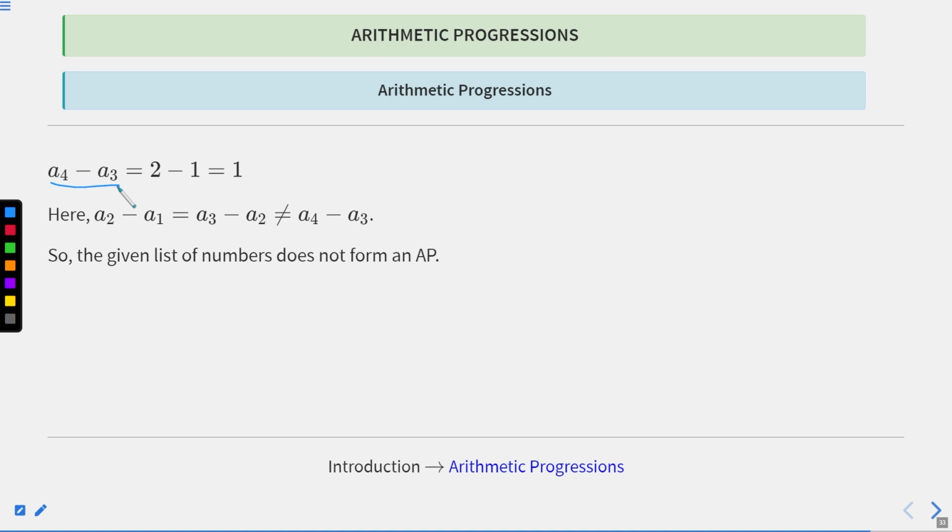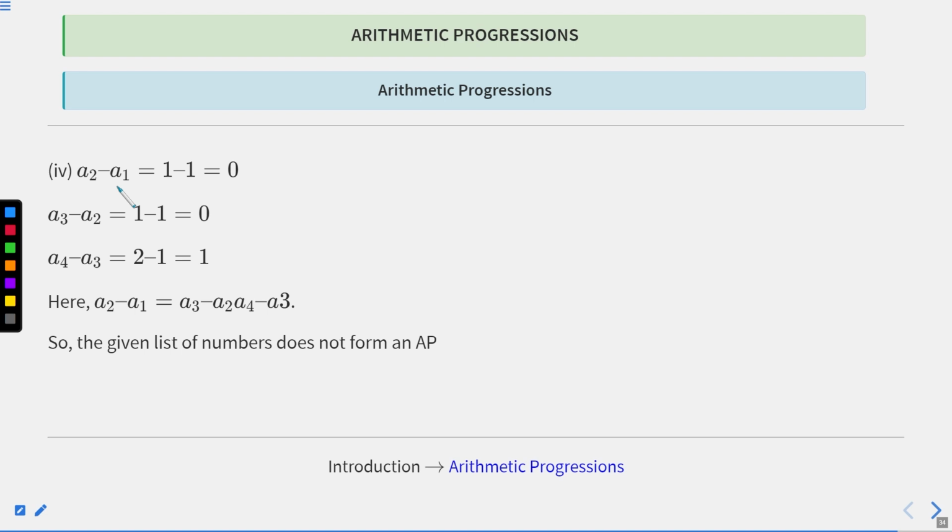So here A2 minus A1 is 0, A3 minus A2 is 0, A4 minus A3 is 1. So A2 minus A1 is equal to A3 minus A2, but not equal to A4 minus A3. So the given list of numbers does not form an AP.